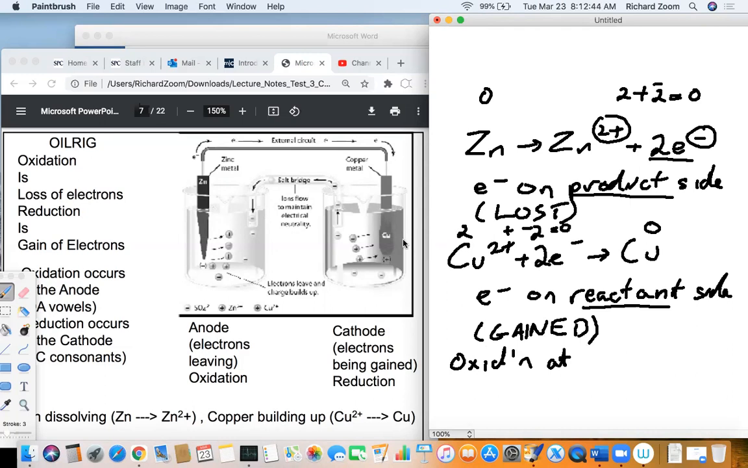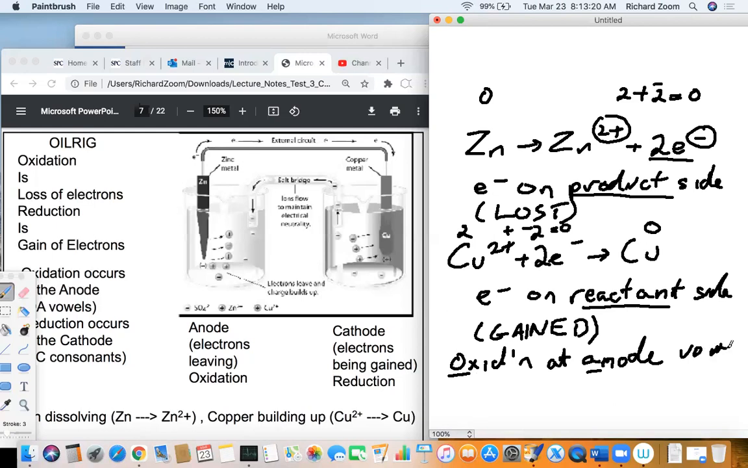Now, the anode and the cathode are these two electrodes here, the bits of metal that are actually stuck in the solution. They're the poles of the battery, if you will, the plus and minus, the things that actually lead to the flow of electrons. So the top and the bottom of the battery are called the poles, and one is the anode and one is the cathode. Now, the oxidation occurs at the anode, and you'll notice that both O and A are vowels.